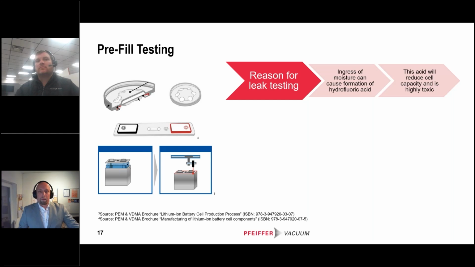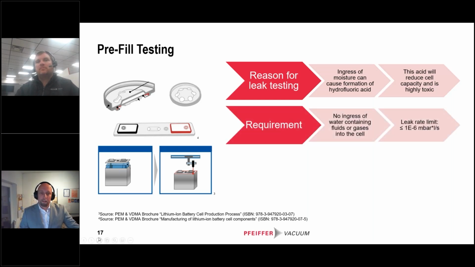So what is the requirement to prevent any ingress of moisture? Well, humidity can occur either in a fluid form or in a gaseous form, while preventing a gas from entering something is the strictest criterion, which should correlate more or less to a leak rate limit of 10⁻⁶ millibar liter per second.